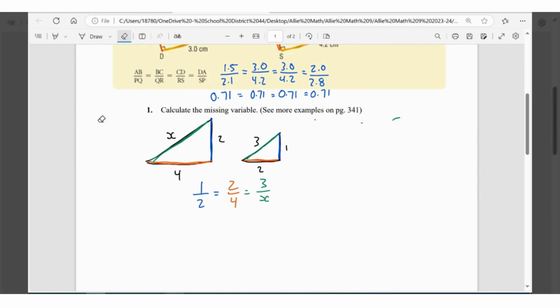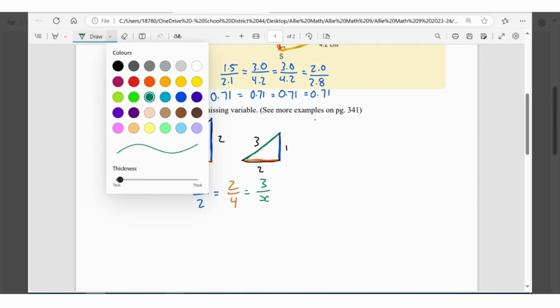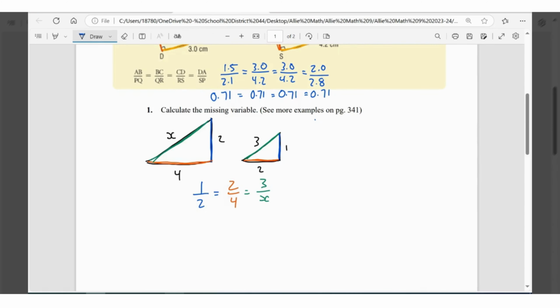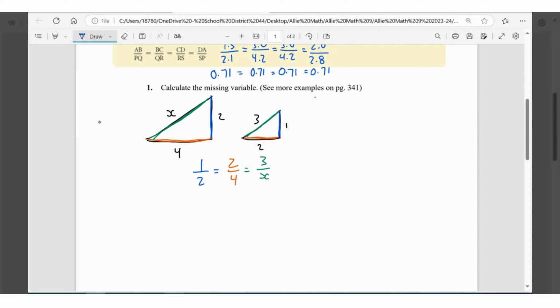You might just guess it by looking at it. But let's do it. If we did 1 divided by 2 as a decimal, we get 0.5. If we do 2 divided by 4, the decimal is 0.5. And so we want something that's going to give us 0.5. I mean, you can see it's going to be a 6. But let's show you what that looks like. 3 over x. So we know that 0.5 is going to equal 3 over x.